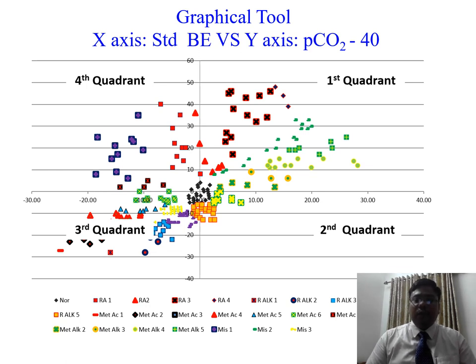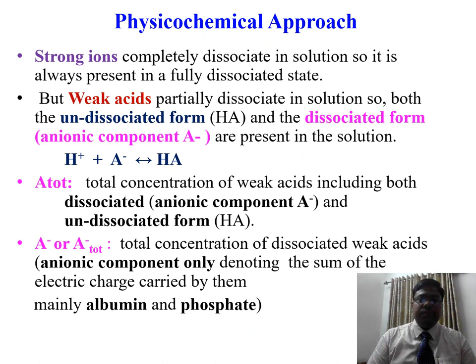Similarly, if the plotted point is shifting towards the positive side of the x-axis, the right side, then it denotes metabolic alkalosis. Similarly, if the point is shifting towards the left, greater negative, then it denotes metabolic acidosis. No shift denotes only compensation, with no second acid-base disorder.